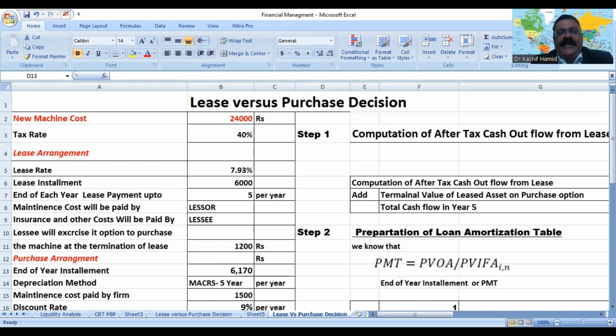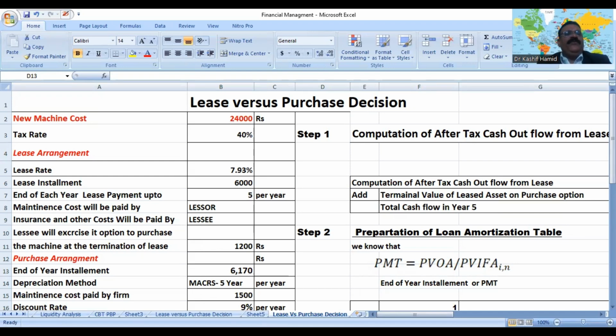Dear students, our today's topic is lease versus purchase decision. Lease is basically an arrangement in which the owner of the asset provides the rights to use that asset to the user, who is known as lessee, against the periodic rental payments. The owner is called lessor and the user is called lessee.